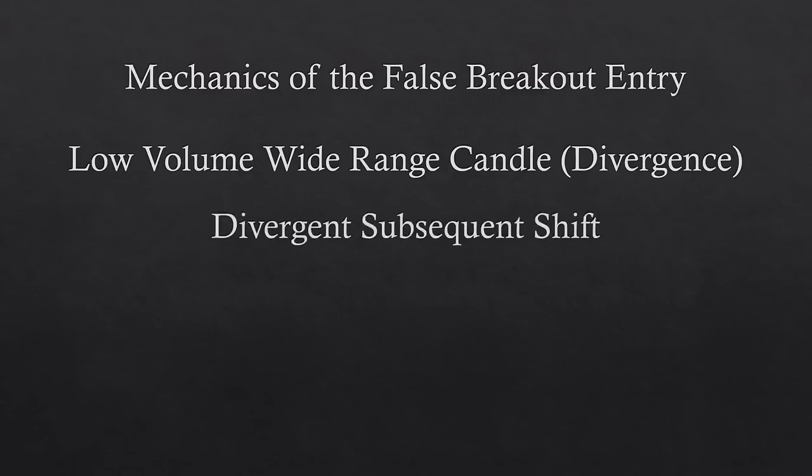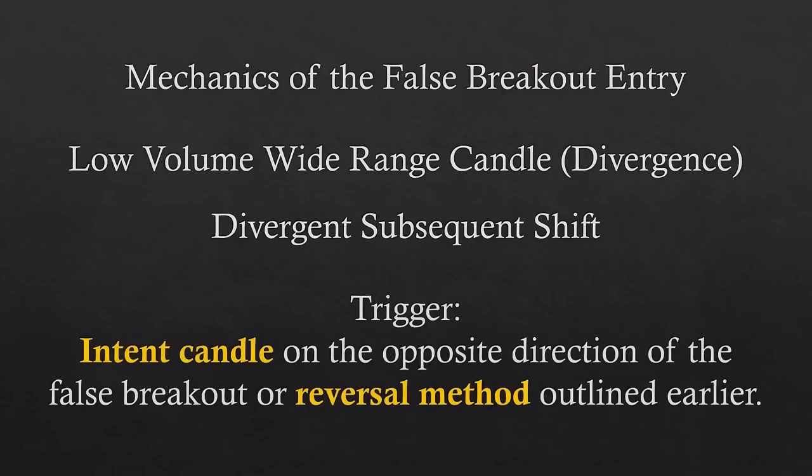In a divergent subsequent shift, price will start to change direction right after a wide range candle. During the appearance of the divergent subsequent shift, there might be a sign of weakness or sign of strength candle in the opposite direction of the false breakout, indicating that a trade can be opened.